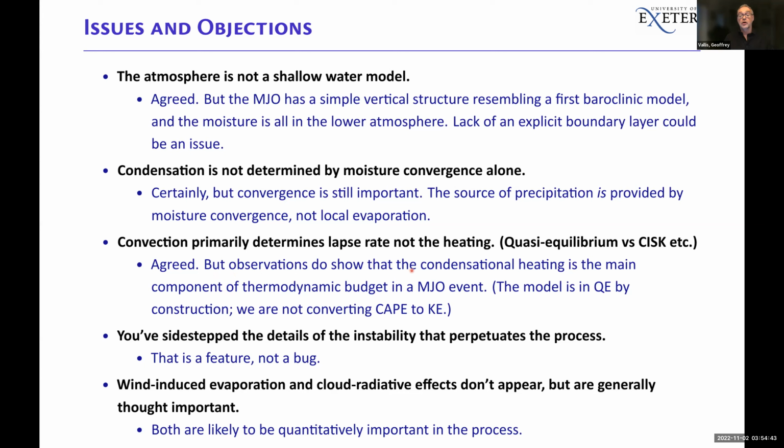But observations do show that the condensational heating is the main component of the thermodynamic budget in an MJO event. So the condensational heating is providing the driving for the MJO pattern. I've sidestepped the details of the instability that perpetuates the process. I regard that as a feature of what I've done, not a bug. It's always good if you can avoid a difficulty.